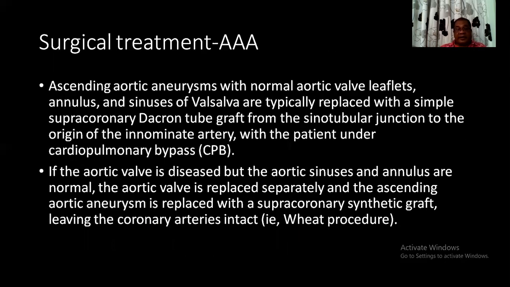Surgical treatment of ascending aortic aneurysm. Ascending aortic aneurysm with normal aortic valve leaflets, annulus, and sinuses of Valsalva is typically replaced with a simple supracoronary Dacron tube graft from the sinotubular junction to the origin of the innominate artery with the patient under cardiopulmonary bypass. If the aortic valve is diseased but the aortic sinuses and annulus are normal, the aortic valve is replaced separately and the ascending aortic aneurysm is replaced with a supracoronary synthetic graft, leaving the coronary arteries intact, that is the Wheat procedure.